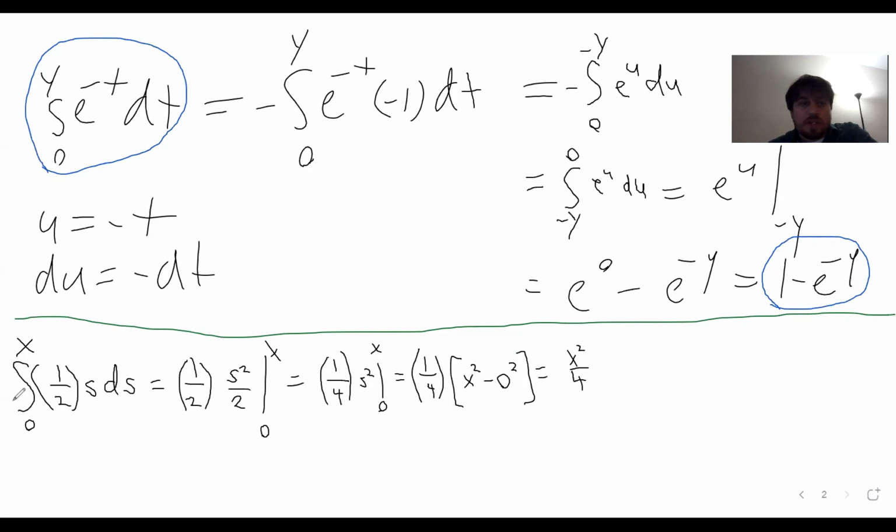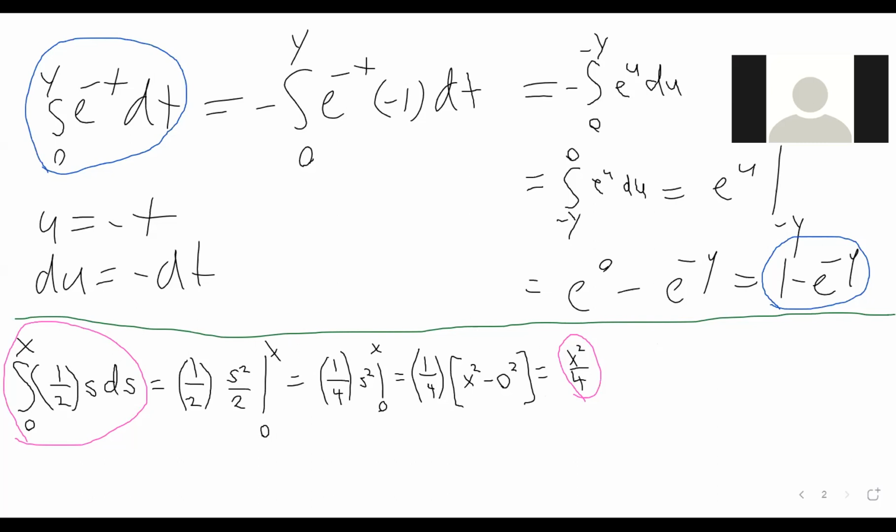Okay, so what I showed is that this integral is equal to x squared over 4. And so in that proof for case 3, you multiply this integral times this one, and what you get is this times this. So you have 1/4 x squared times 1 minus e to the negative y. And so that's how you get it. You just calculate each of these and multiply them. Okay.